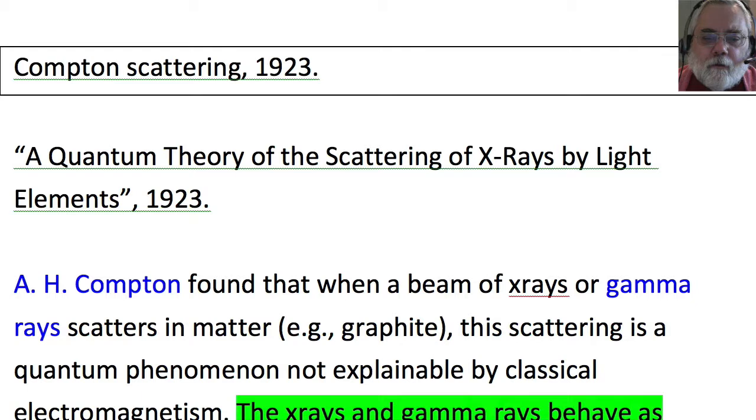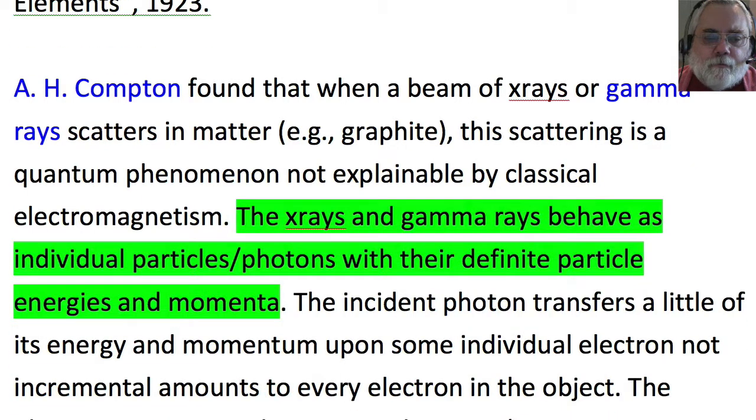Compton found that when a beam of X-rays or gamma rays scatters in matter, for example, graphite, this scattering is a quantum phenomenon not explainable by classical electromagnetism. The X-rays and gamma rays behave as individual particles, photons, with their definite particle energy and momenta. The incident photon transfers a little of its energy and momentum onto some individual electron. It does not lose incremental amounts to every electron in the object.